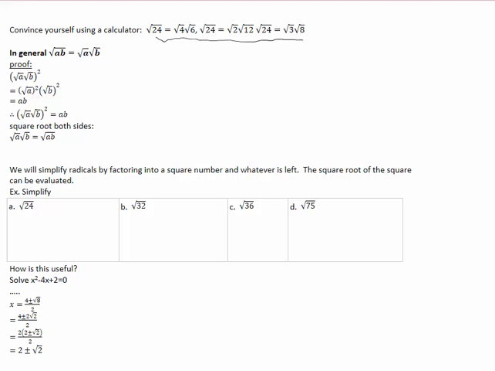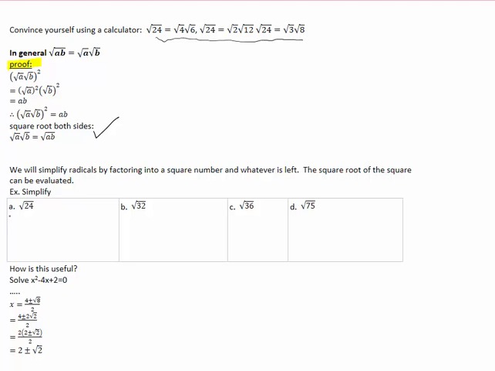Now that you've checked that yourself, let's look at the proof behind it. Our proof here shows that the square root of a times the square root of b, squared, if you separate it, it still works. In the next step, if I square just the square root of a and just the square root of b, I get a times b, and it works out the same way. So our proof here tests true.